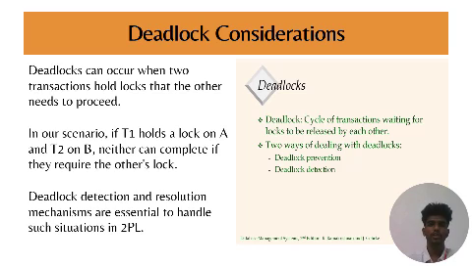Deadlock considerations. Deadlocks can occur when two transactions hold locks that the other needs to proceed. In our scenario, if T1 locks A and T2 locks B, neither can complete if they require the other's lock. Deadlock detection and resolution mechanisms are essential to handle such situations in 2PL. Deadlock cycles are transactions waiting for locks to be released by each other. Two ways of dealing with deadlocks: deadlock prevention and deadlock detection.